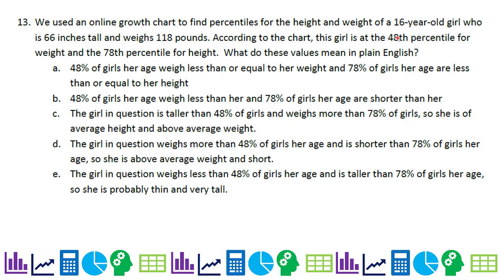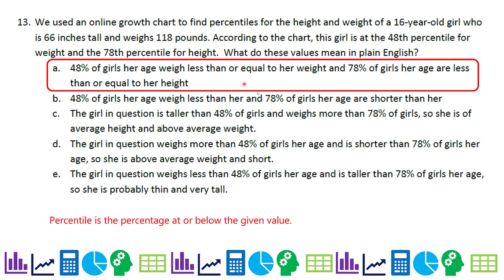So 48th percentile means that she weighs more than 48% of girls according to her chart. So 48% weigh less than or equal to her weight, right? And 78% are less than or equal to her height. And that fits choice A, number 13.